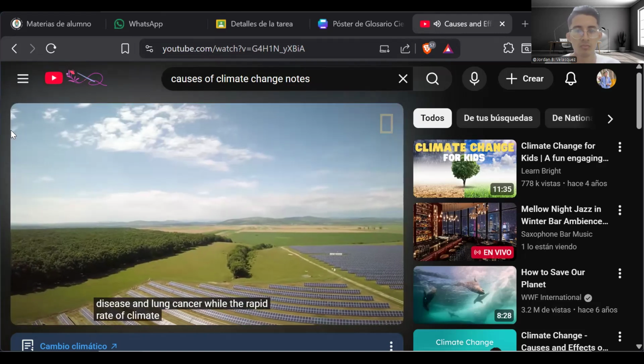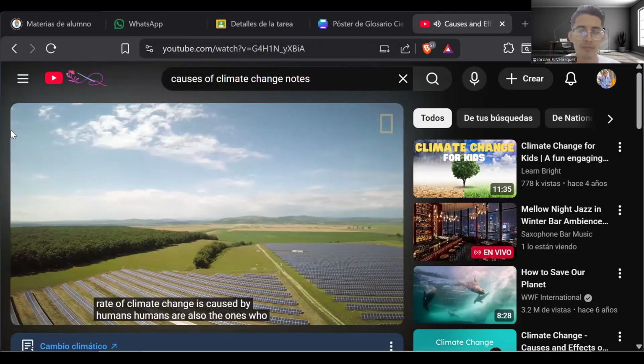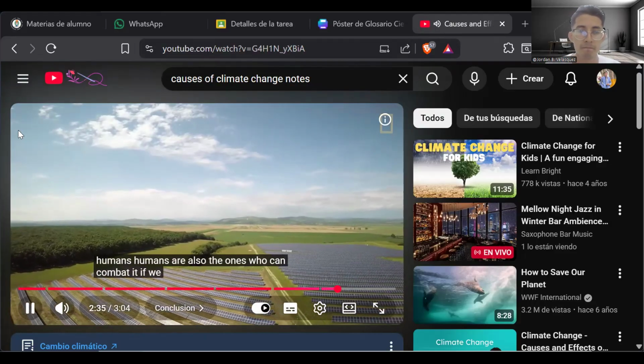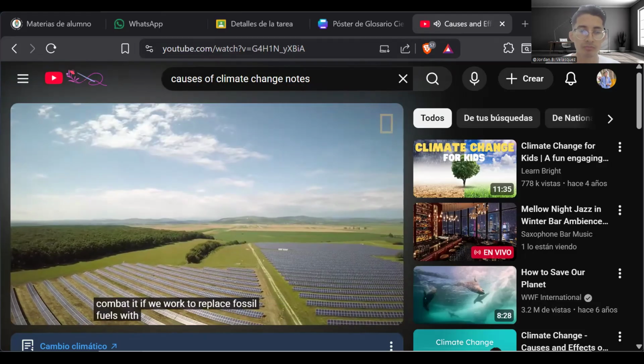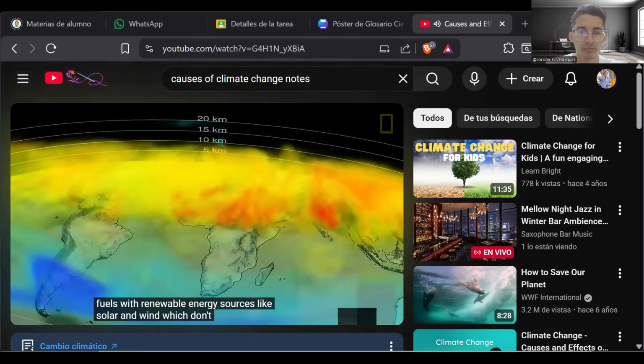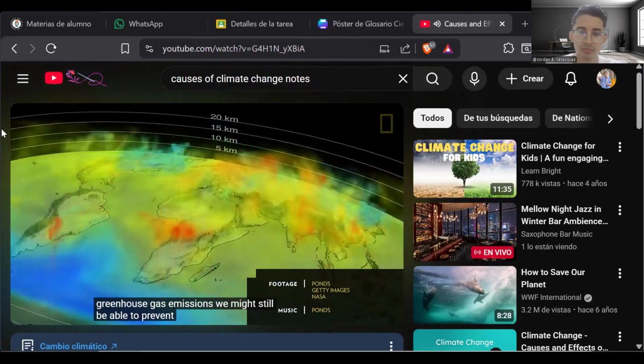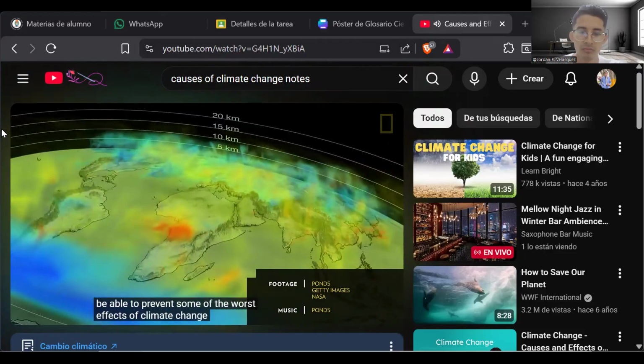While the rapid rate of climate change is caused by humans, humans are also the ones who can combat it. If we work to replace fossil fuels with renewable energy sources like solar and wind, which don't produce greenhouse gas emissions, we might still be able to prevent some of the worst effects of climate change.